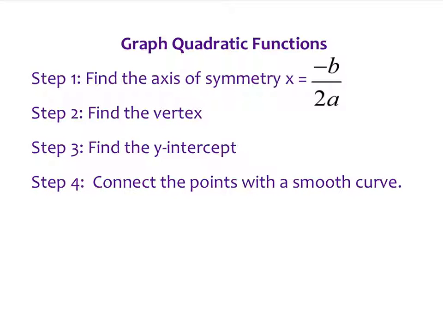Now we are going to look at graphing quadratic functions, but without using a table like we had previously. So to graph quadratic functions in a slightly different way, step 1 is we are going to find the axis of symmetry, which is x equals opposite of b over 2a. Step 2 says that then we need to find the vertex. Step 3, find the y-intercept. And step 4, connect those points and make a smooth curve to graph your parabola. Let's get started.